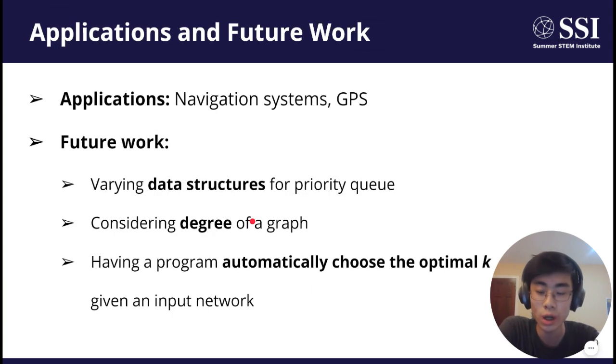In the future, this new knowledge can be applied to navigation systems such as GPS routing technologies to decrease the time needed to calculate the shortest path between two given locations. To build on our work, future studies can vary the data structures used for the priority queue to store unvisited nodes in the A-star algorithm with the look-ahead heuristic. Future research should also consider whether the degree of a graph has an effect on the algorithm's runtime, and should also implement a program that automatically chooses the optimal value of k given an input network.